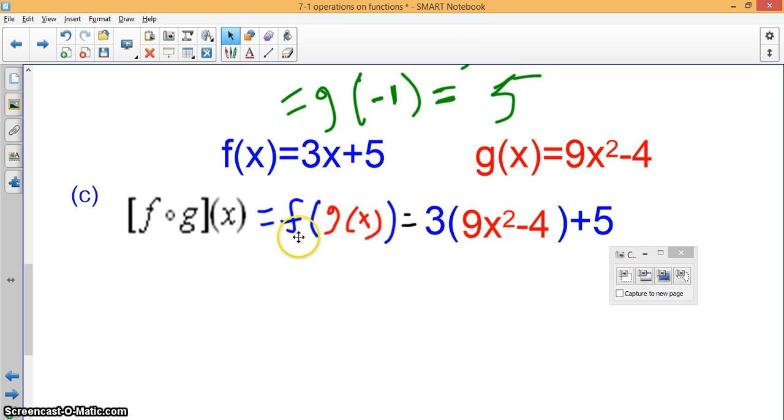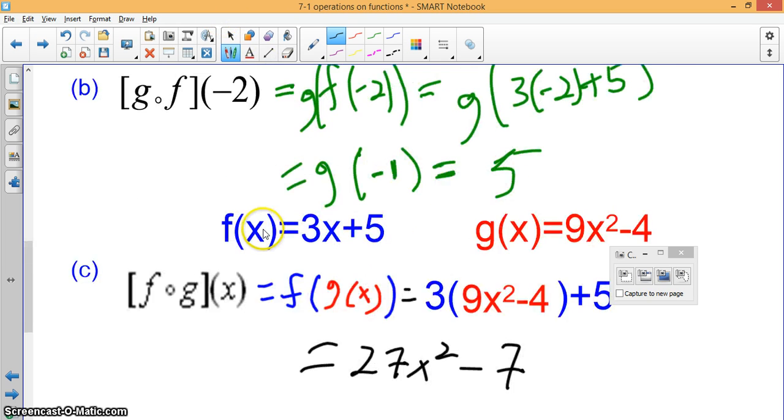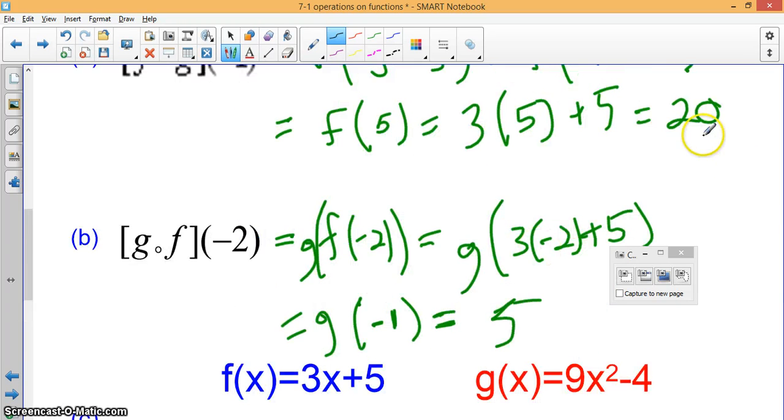G of x is plugged into f. So f is 3 times something plus 5. Okay? And then the something isn't x, it's this whole expression. So then what we do is we just do the algebra. We simplify. It is 27x squared minus 12 plus 5, so minus 7. And that's your final answer. Alright? So you might want to pause. By the way, if you plug in negative 1 into this, you actually get 20.